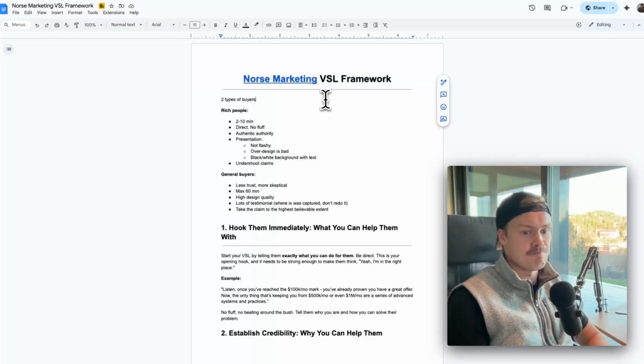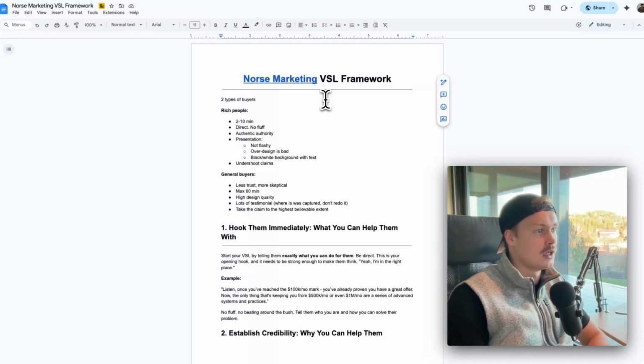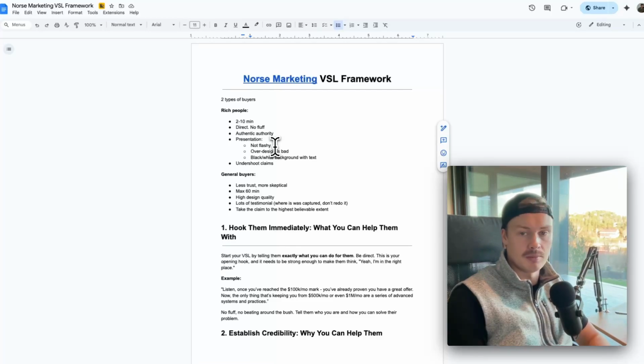How you structure a VSL depends on whether you're selling to people with money, let's say entrepreneurs or wealthy people. They have less time. They want more direct messaging compared to general buyers who need a lot more proof. They need a lot more framing, and it takes a lot more time to convert these people at a higher rate. Okay, so for rich people, you want a shorter VSL, 2 to 10 minutes, direct, no fluff, authentic authority, no flashy presentation, no over design, black and white background with black and white text, and you need to undershoot claims. Okay. That's the best practices when you're selling to rich people.